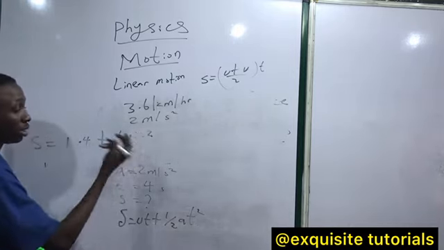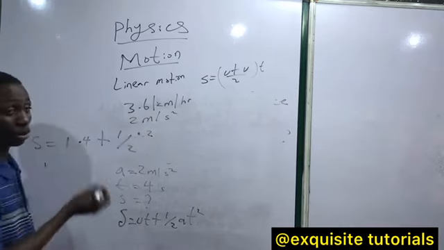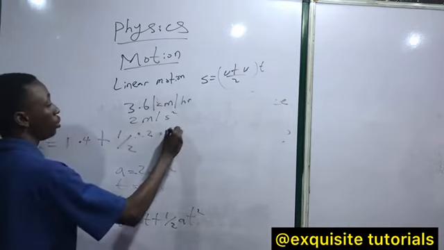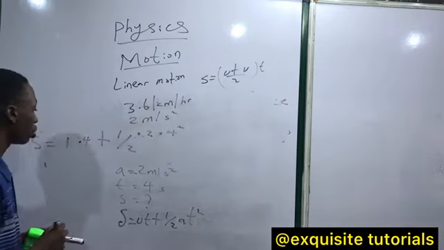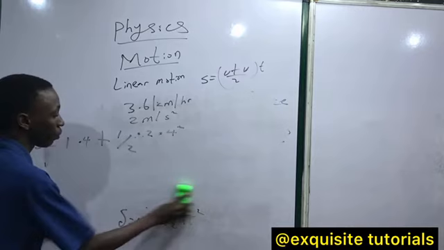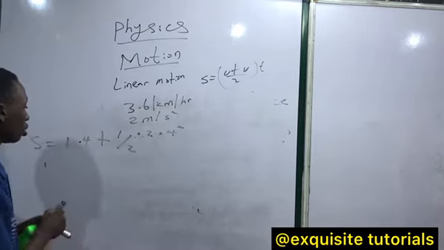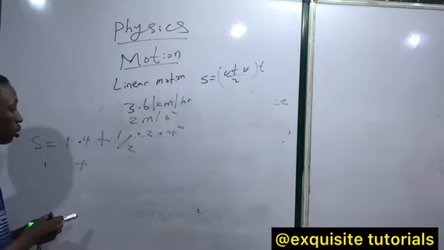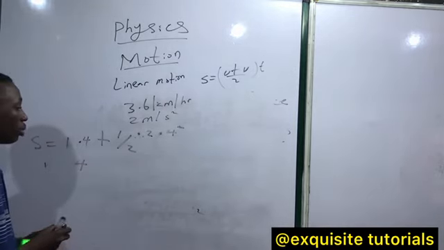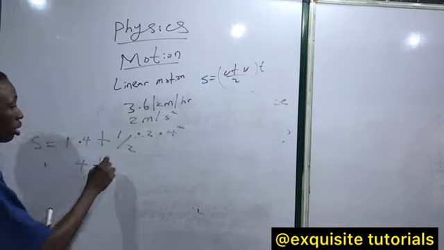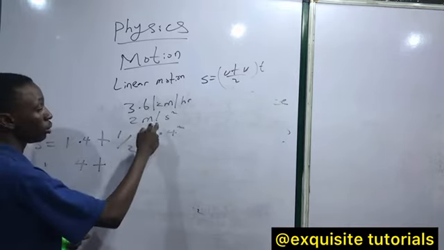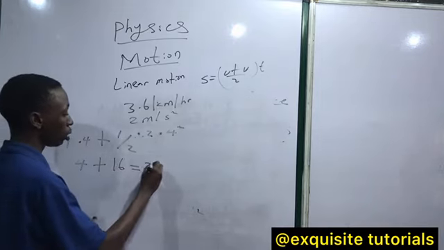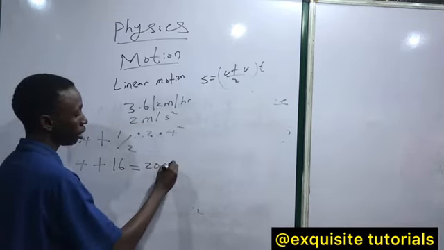In mathematics, dot sign also means multiplication. Times 2, then times 4 squared. So that will give us 1 times 4 is what? 1 times 4 equals 4. Then plus 1 over 2 times 2 is 1. 4 squared is 16, plus 16. That will be equals to 20 meter.